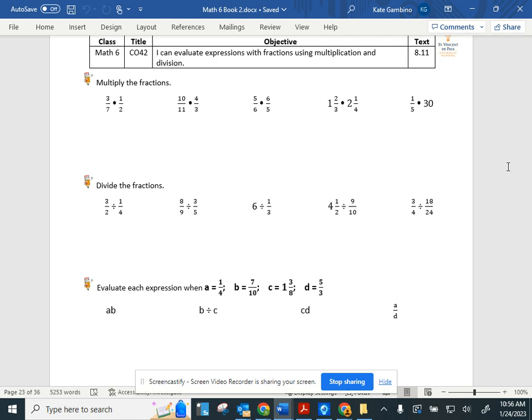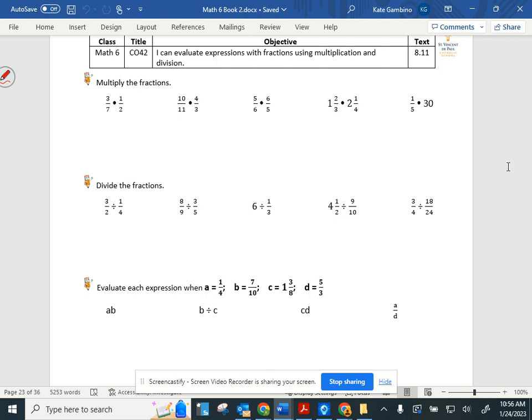So I can evaluate expressions with fractions using multiplication and division. First, we're going to remind ourselves how to multiply and divide with fractions. Then when we get down to the bottom, we're going to be throwing in the variables. We've done variables. We know how to take the value and just plug it into the equation and then do the math. So if we look at the top, multiplying fractions, who can remind us how we multiply fractions?